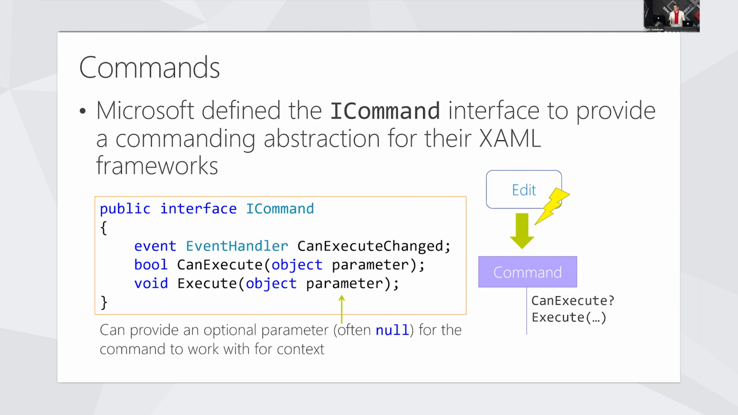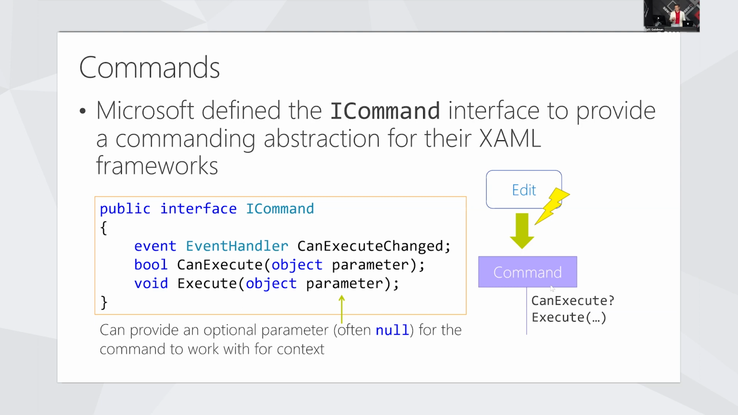So when we implement the ICommand interface, we have a command and we have these three elements of it. Well, I'll just talk about can execute and execute initially. Execute is where you specify the method that you want to run when this command is triggered. Can execute will return a Boolean value, defaults to true. So if you don't implement can execute, it will return true.